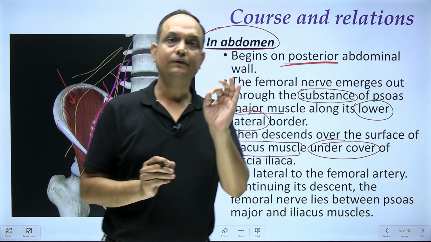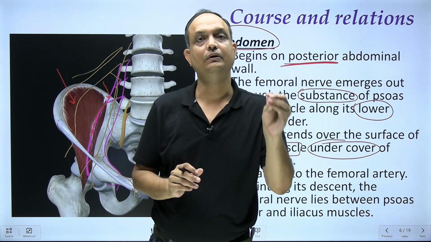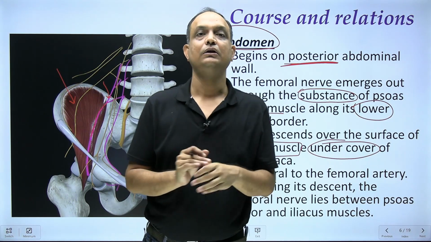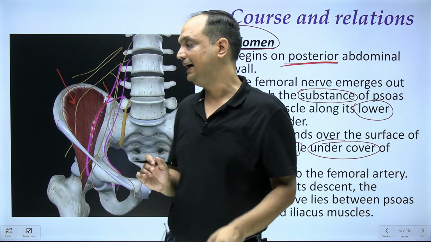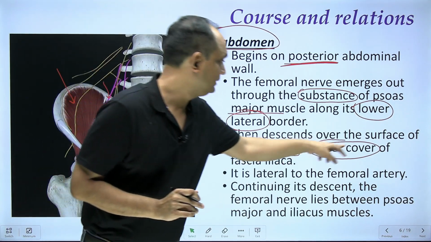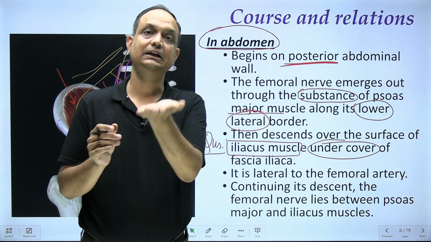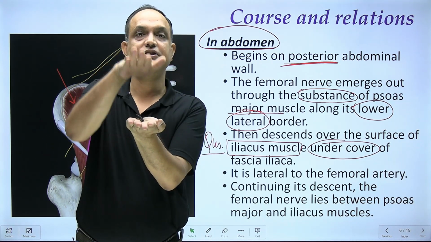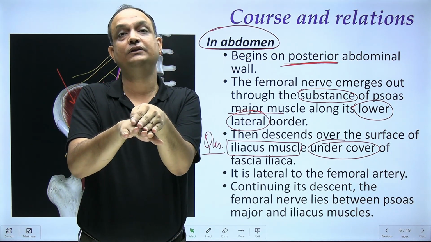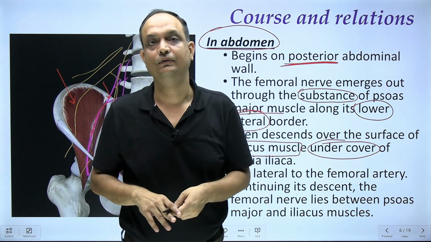Clear? So if somebody asks you why femoral nerve is not a content of femoral sheath, your answer should be very clear that this femoral nerve lies under cover of fascia iliaca. That means it lies between the iliacus muscle and fascia iliaca. It is not above the fascia. If it were above the fascia, then it would become part of femoral sheath.